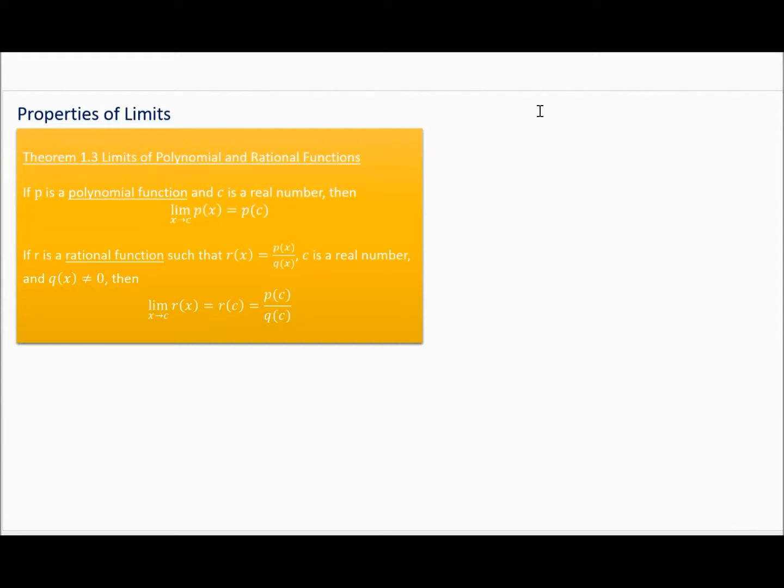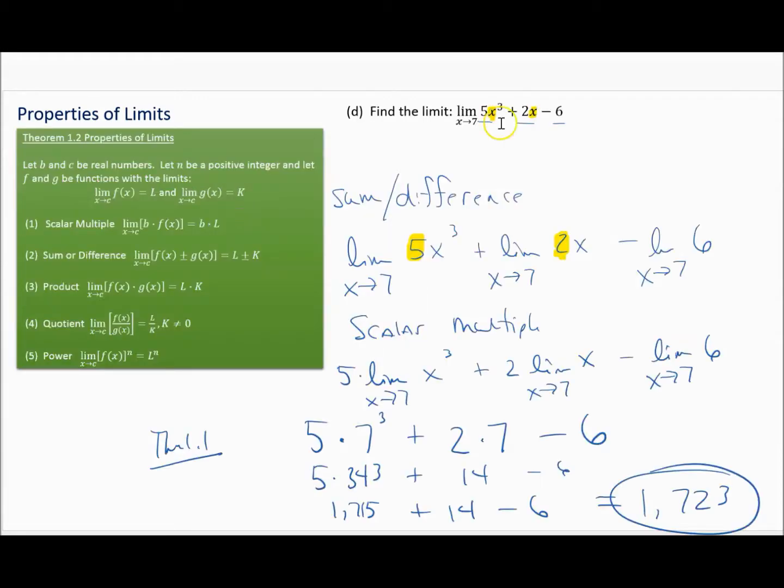So check out this theorem right here. It says theorem 1.3, limits of polynomial and rational functions. What we just had in that last problem was a polynomial function. It says if p is a polynomial and c is a real number, then all you have to do is plug the c value into the polynomial. Isn't that awesome? One of the easiest things you could possibly do. So to find the limit of a polynomial, you just plug the limit value or the c value directly into the polynomial, just like we did on this problem, except we could have done it right at the beginning. We just didn't have the theorem yet, so we had to use all of those other properties to get it done.